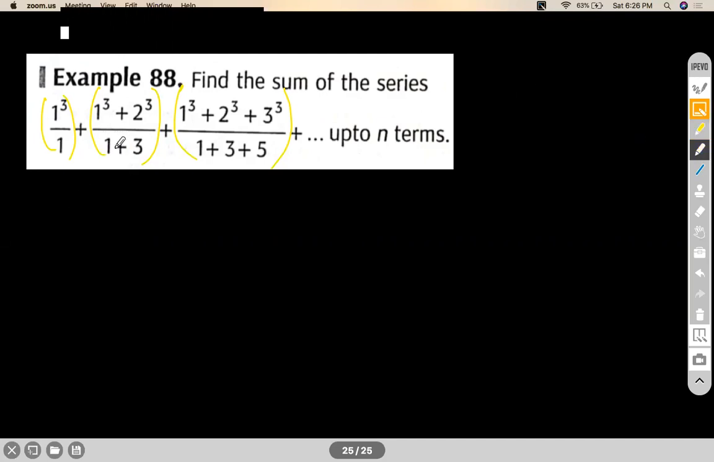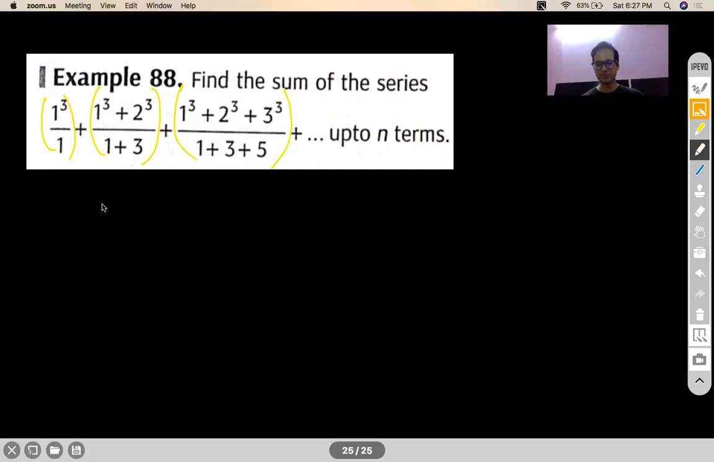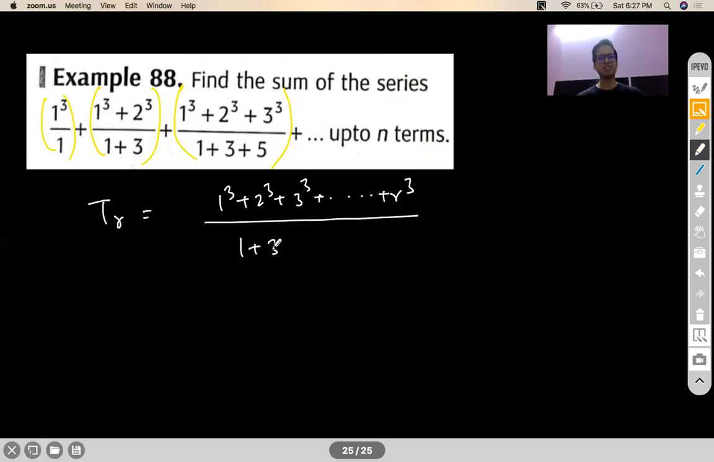Okay, so guys, the first step that we are going to do is write down the Rth term itself. Oh, Aditya is done. Okay. The Rth term itself is 1 cube, 2 cube, 3 cube till R cube by 1 plus 3 plus 5 up till 2R minus 1.